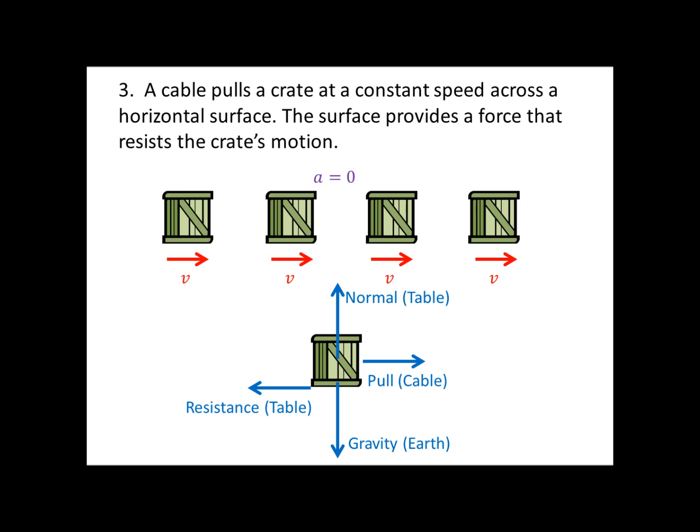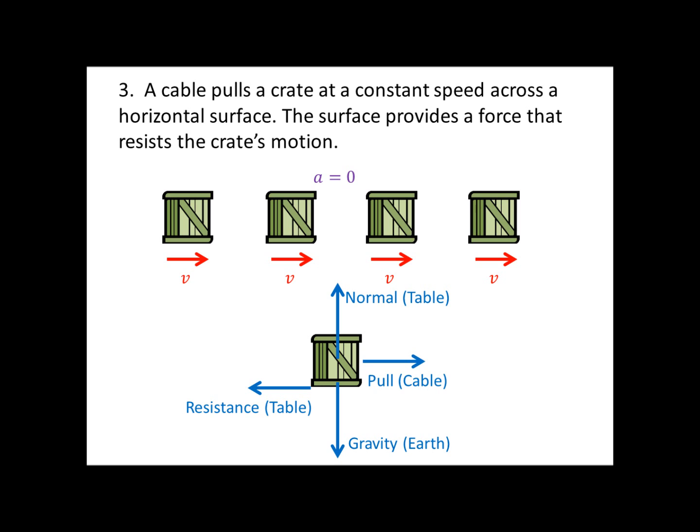Number three, a cable pulls a crate at a constant speed across a horizontal surface. The surface provides a force that resists the crate's motion. We'll talk about that force a little bit. In my motion diagram, again, the crates are evenly spaced out because it's an equal velocity all the way across. The acceleration is zero.